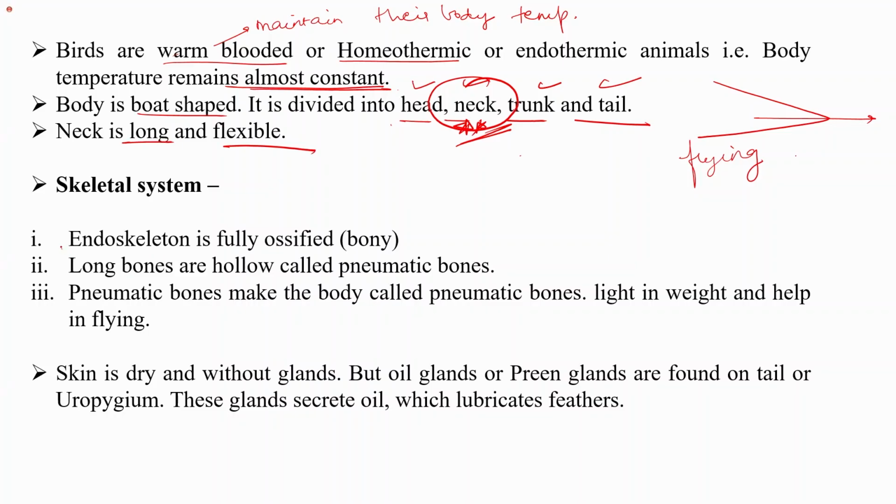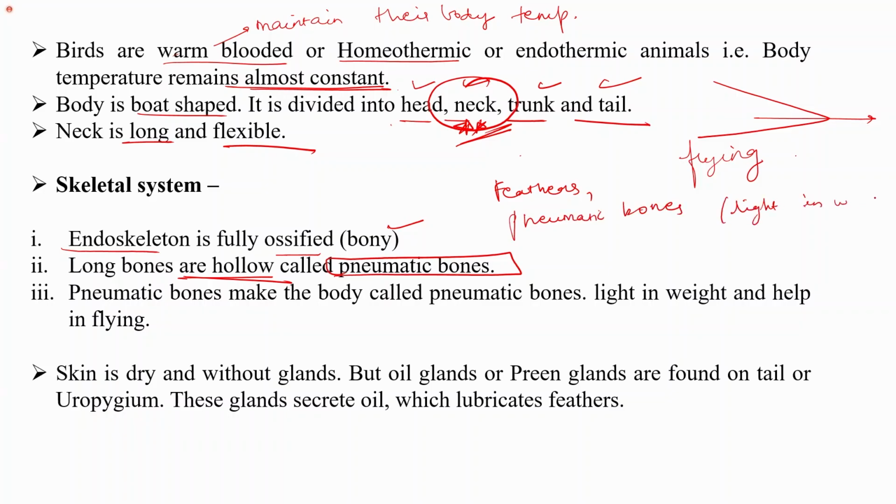Skeletal system. Endoskeleton is fully ossified. It is bony, and the long bones are hollow. So they are called pneumatic bones. Presence of feathers and presence of pneumatic bones, because they are hollow, they are light in weight. These are some of the adaptations to flying. The hollow bones are called pneumatic bones, and pneumatic bones make the body light in weight and help in flying.